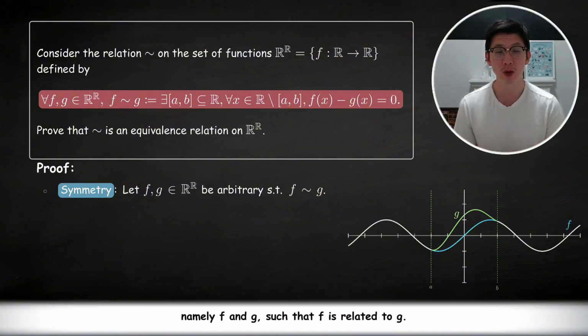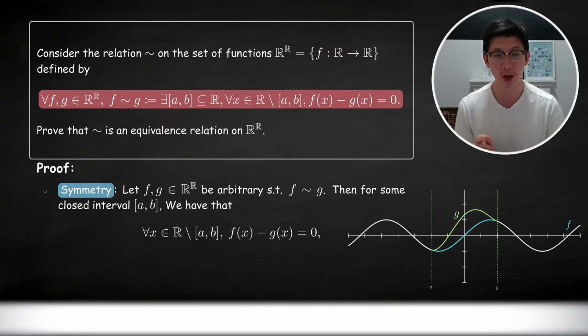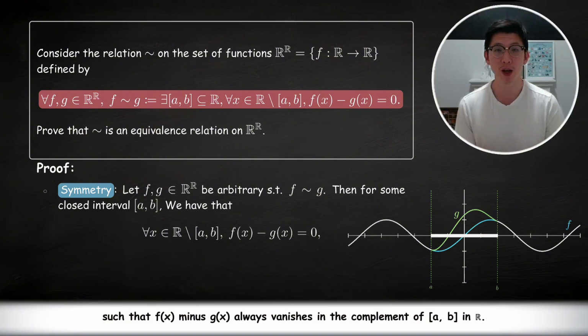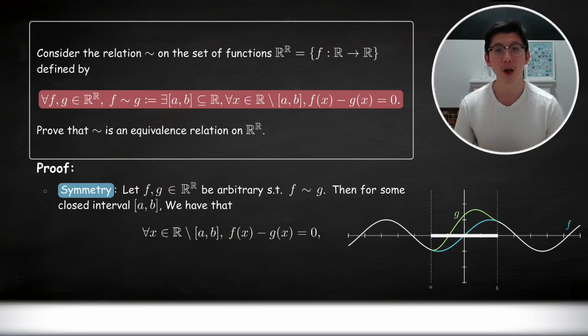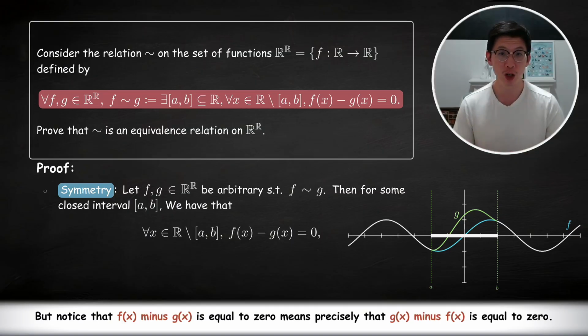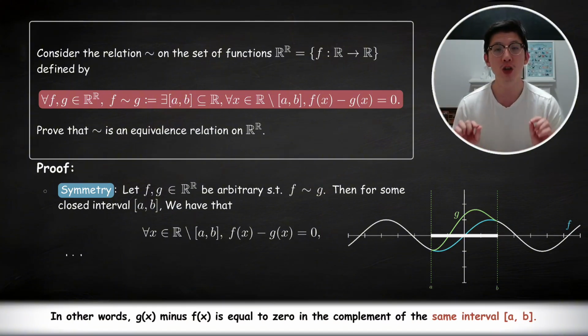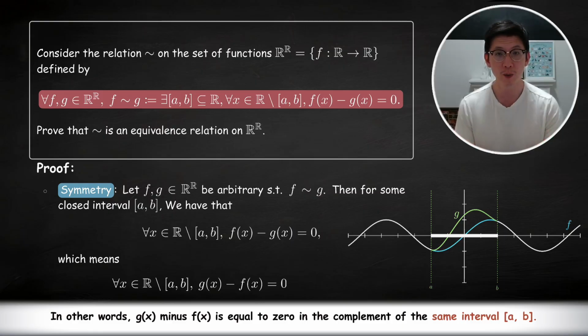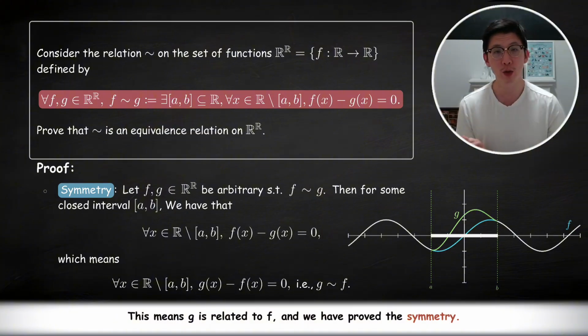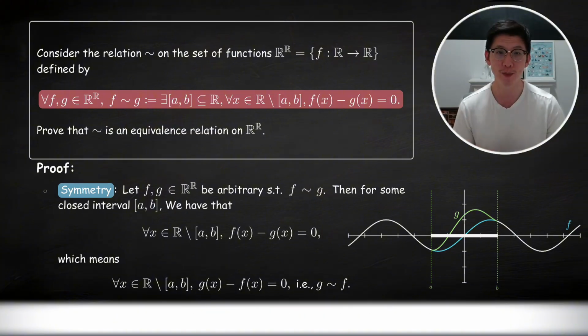Next, for the symmetry, assume that we're given two arbitrary functions from R to R, namely f and g, such that f is related to g. Then, by definition of our binary relation, we know that there exists some closed interval [a, b], such that f(x) minus g(x) always vanishes in the complement of [a, b] in R. But notice that f(x) minus g(x) is equal to 0 means precisely that g(x) minus f(x) is equal to 0. In other words, g(x) minus f(x) is equal to 0 in the complement of the same interval [a, b]. This means g is related to f, and we have proved the symmetry.